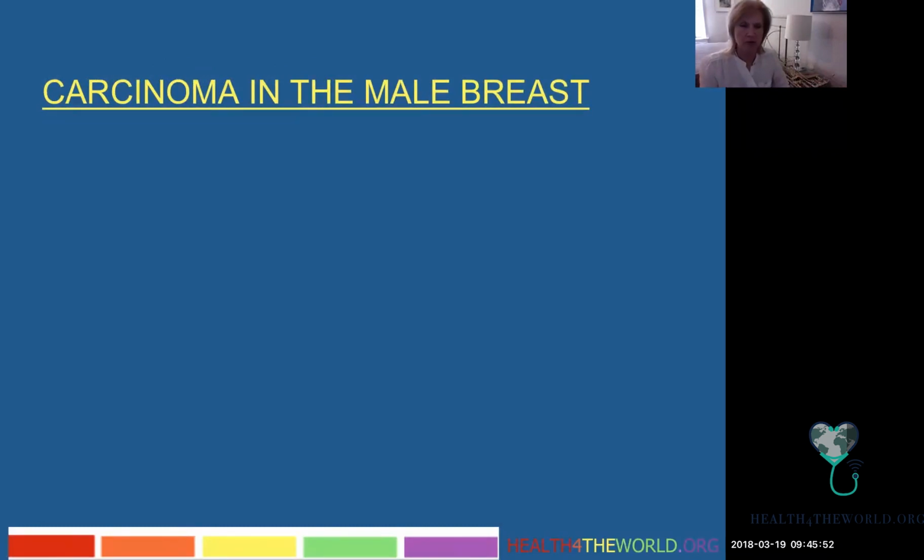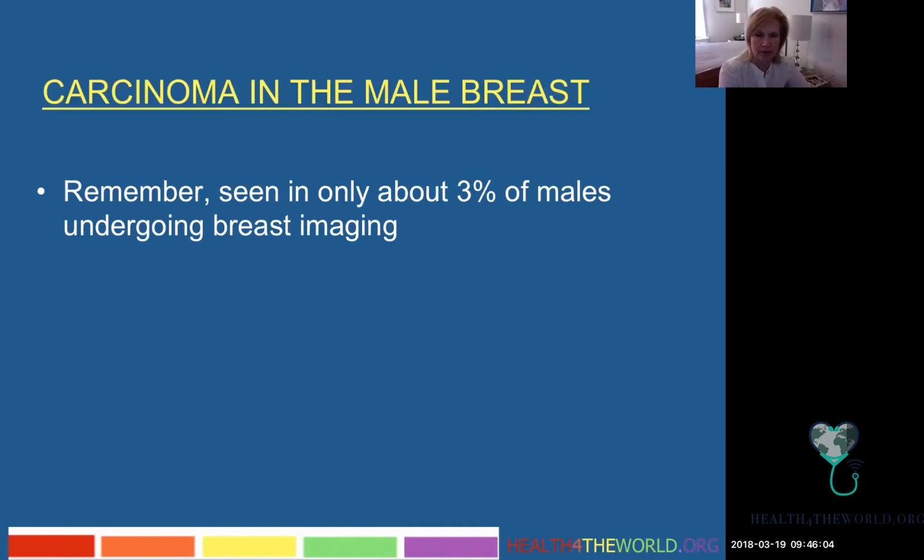We've talked about the benign things that happen, gynecomastia being the most common, a few other benign conditions, but the most important thing, what we really worry about, is cancer, so we're going to talk about that. But remember that this is going to be rare in males. The incidence is 100 times less than that in females. And we only see cancer in about 3% of the males that come for breast imaging.